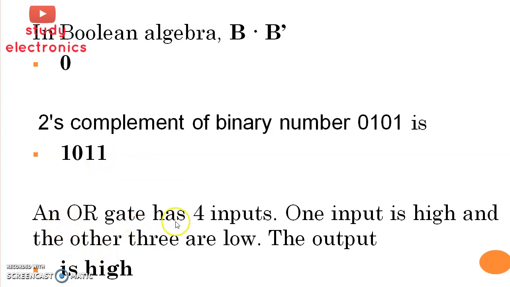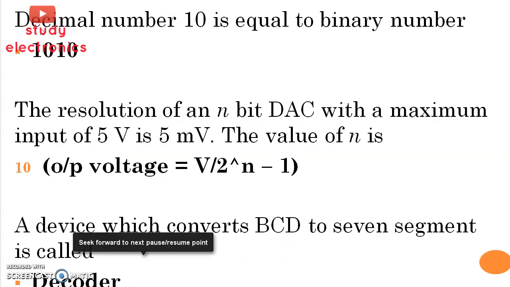Next question, an OR gate has 4 inputs, one input is high and other 3 are low, the output is also high. Okay. Next question, decimal number 10 is equal to binary number 1010. Okay. Next, the resolution of an n-bit DAC with a maximum input of 5 volt is 5 millivolt, the value of n. So we need to find the value of n, number of bits. This is the formula. Output voltage equal to V by 2 raised to n minus 1. Output voltage is 5 millivolt and V is 5 volt. Okay. So when we put the values, we will get n is equal to 10.